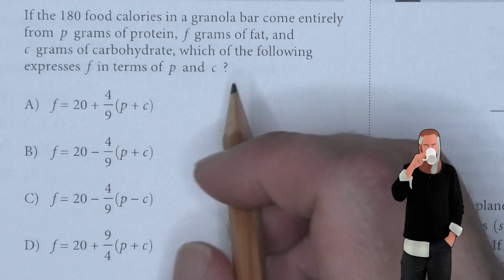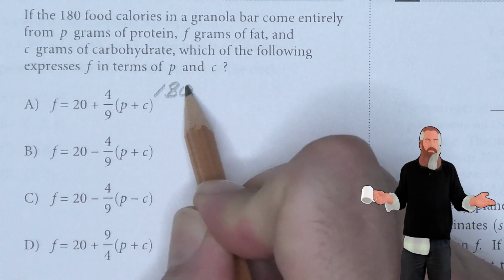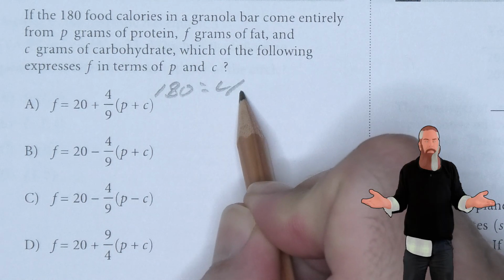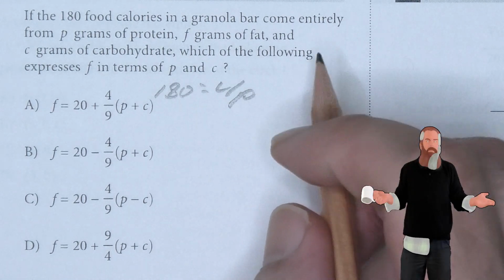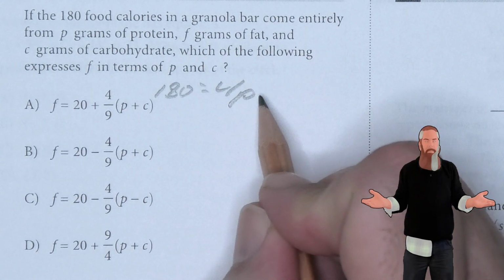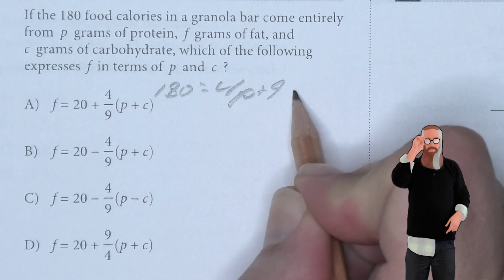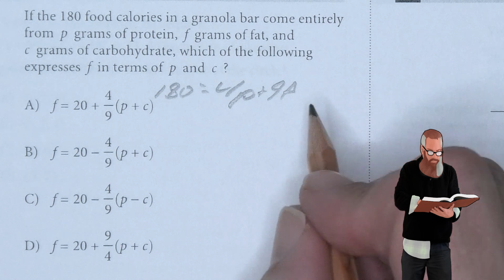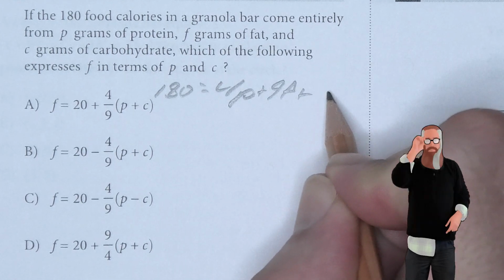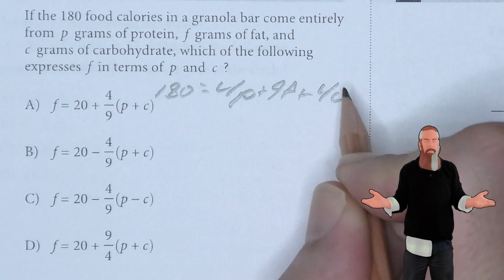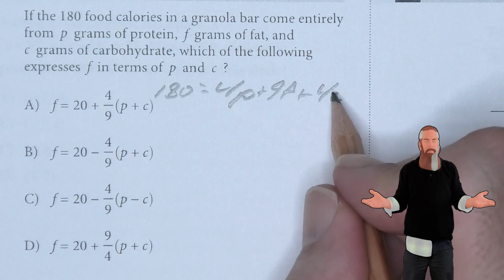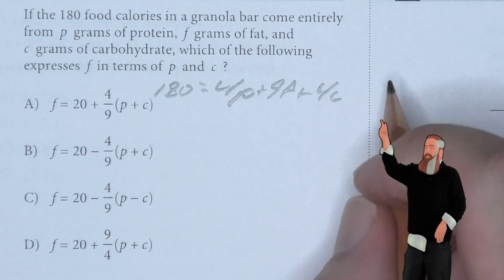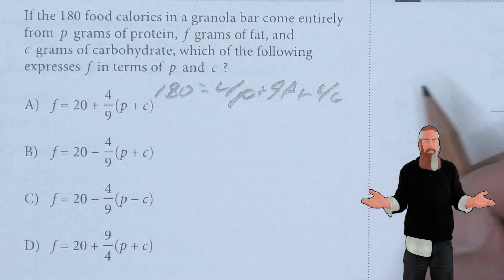So we have to be adding this up as 180 being equal to all of these things from the previous page. 4 times p, because it was 4 food calories from protein, plus 9 times f, because there were 9 food calories from fat, plus 4 times c, because there were 4 food calories from carbohydrates. Now what we're trying to do is get f all by itself.